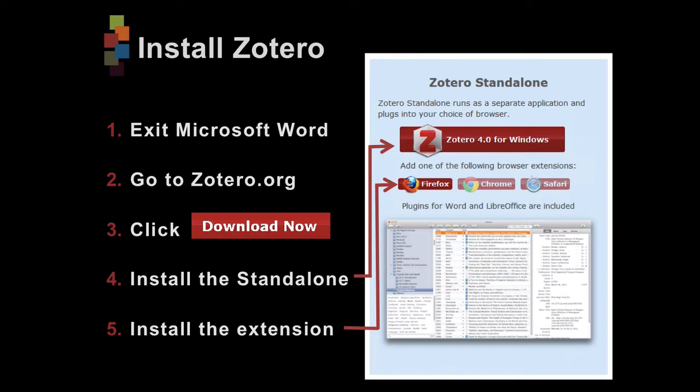To start, exit Microsoft Word. If you have Microsoft Word open on your computer while you're installing Zotero, because Zotero also installs a bit of code into Microsoft Word, sometimes there are issues. So start by closing Microsoft Word. Next, in any browser, go to zotero.org. I'm going to do that now.